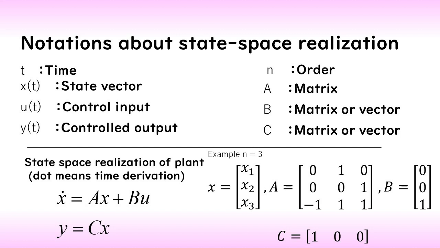This slide shows notations about state space realization. t is the time and x is the state vector. x is a function of t, and u and y are control input and control output respectively. n is the order of the system and A is a matrix.